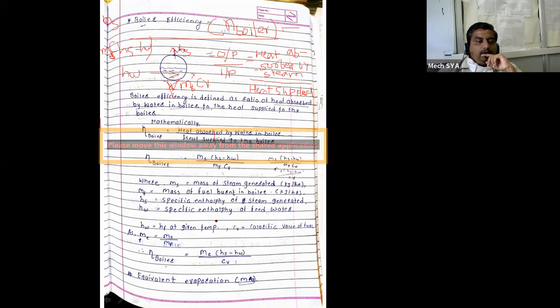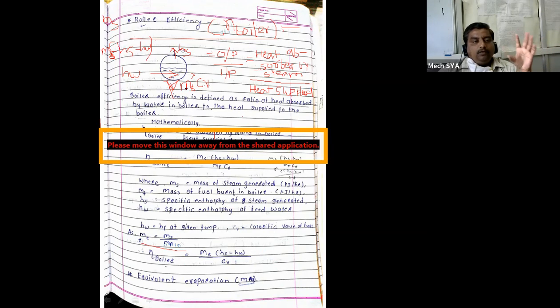But we know that evaporative capacity ME is equal to MS upon MF. Therefore another form of this boiler efficiency formula will be ME into bracket HS minus HW divided by calorific value CV.